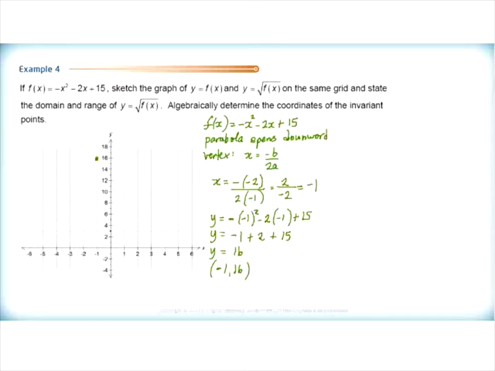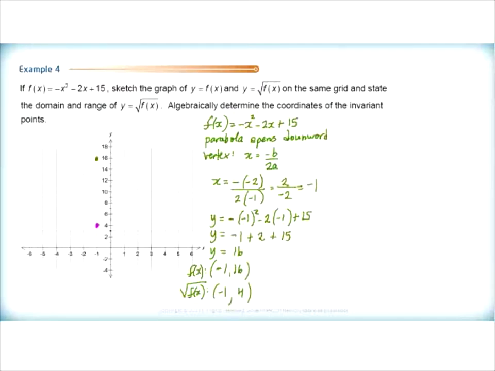Note that if that's the point on f of x, then the corresponding point on the square root function graph will occur at -1 and the square root of 16, which is 4. So we might as well take care of that right now. That will be a point on the square root graph.